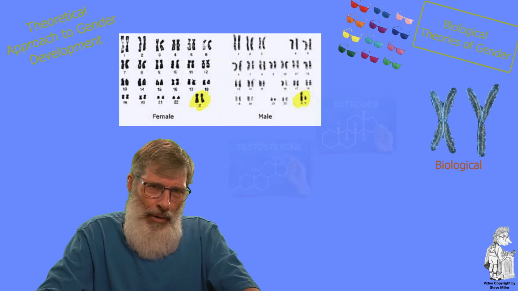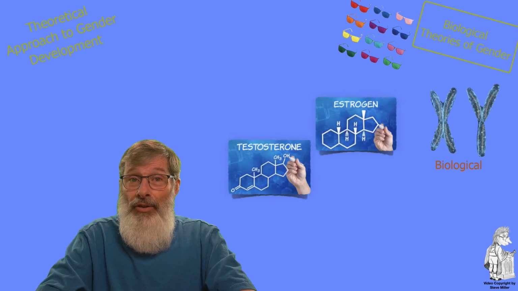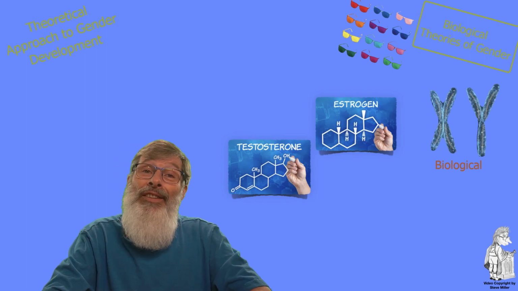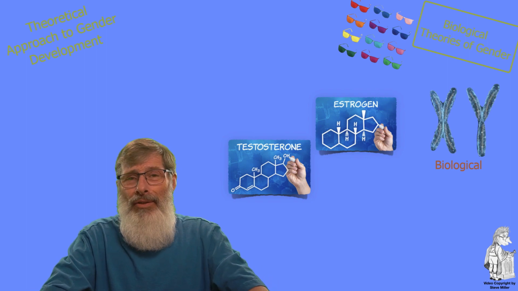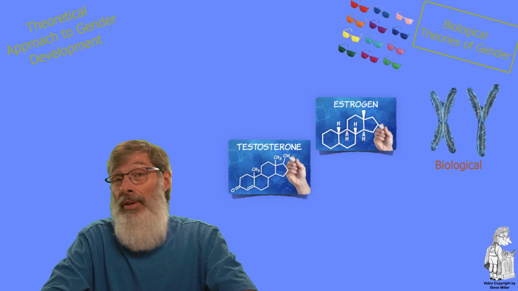Next, in the biological theories, we'll look at hormones, as they play an important role. Hormones influence skills and tendencies. For example, girls could favor trucks to play with if mothers had high levels of testosterone during their pregnancy.